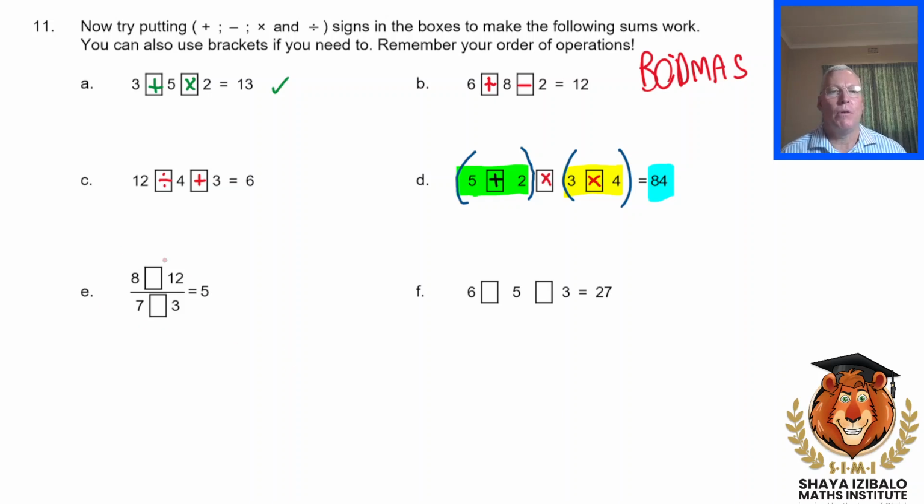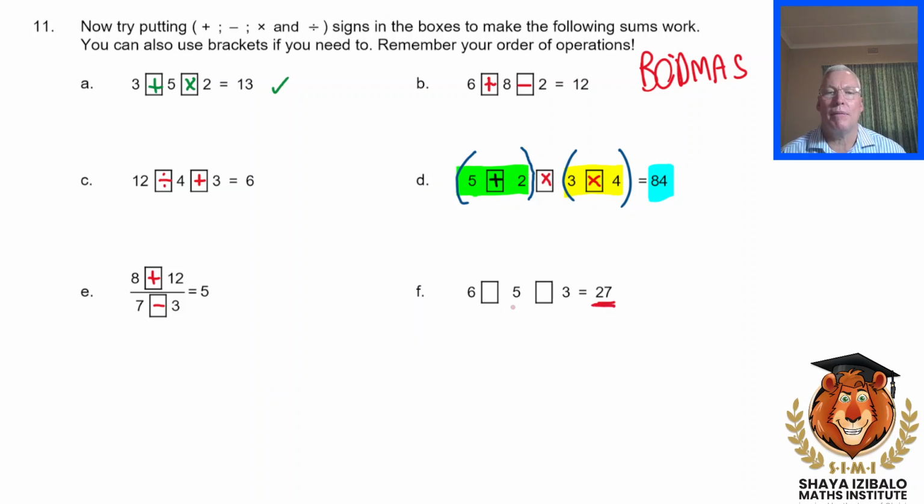This one, we want to try and make 5. What things can I make with 8 and 12? I can make 20. I can make 20 on the top. Now, 20 divided by what gives me 5? 20 divided by 4. I need the bottom to be 4. So what sign must I put here? That's right, subtract. Okay, and then the last one, we want to end up with 27.